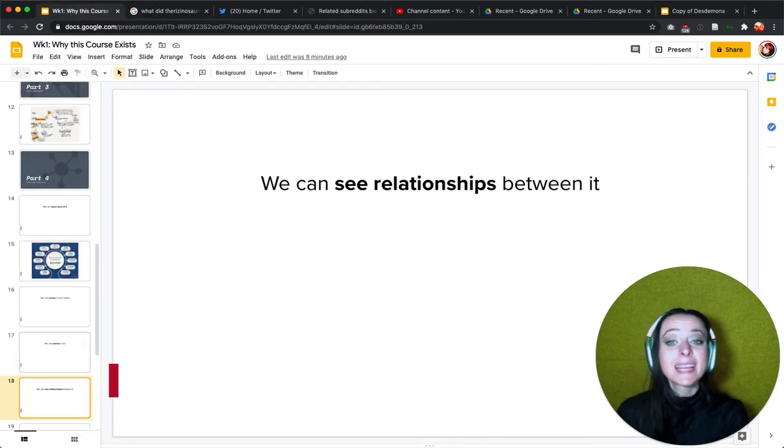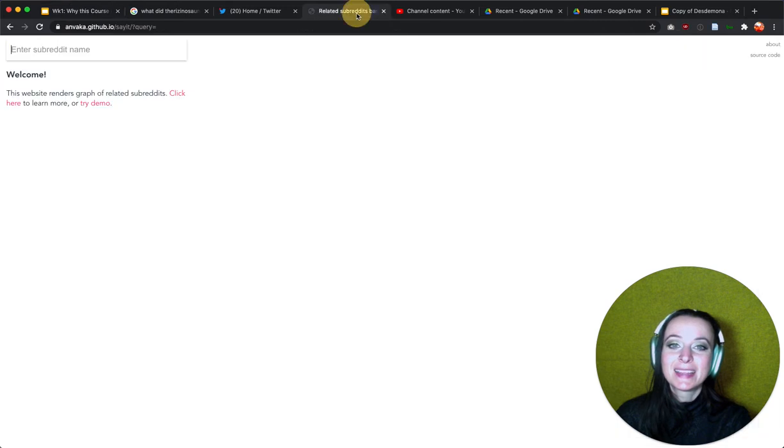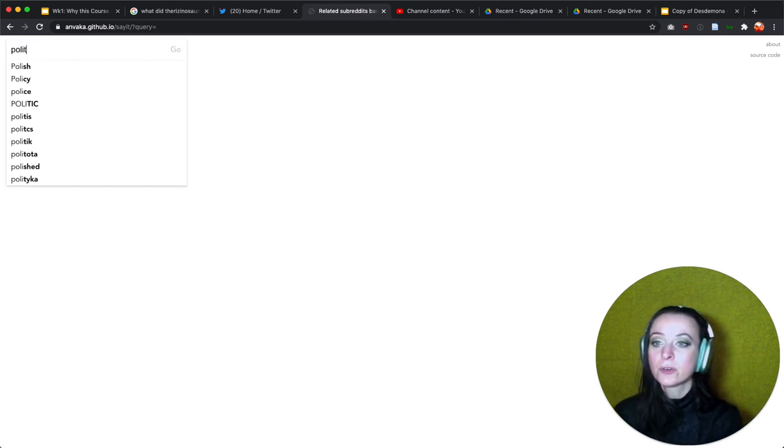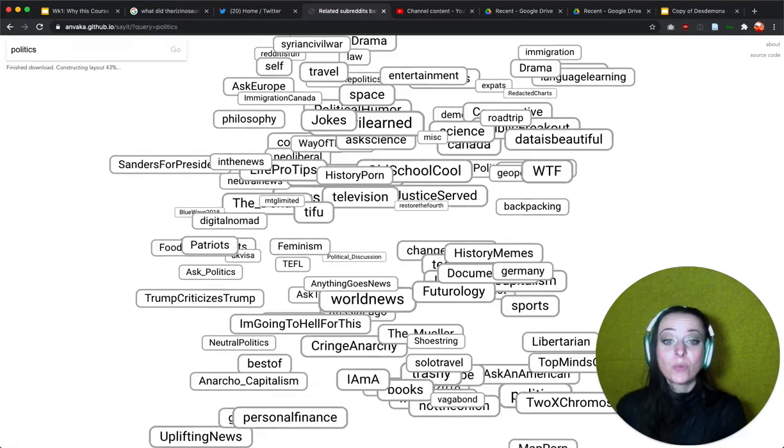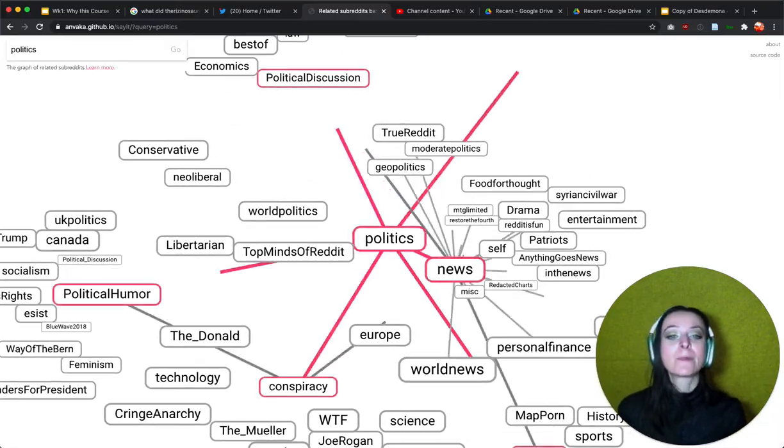People can see relationships between it. Take a look at this visualizer of subreddits. This visualizer looks at the posting that happens on Reddit, and it creates clusters of users and their activity in different subreddits. So for the people who are active in the politics subreddit, what other subreddits are they active in? We can understand how people are using this digital media.